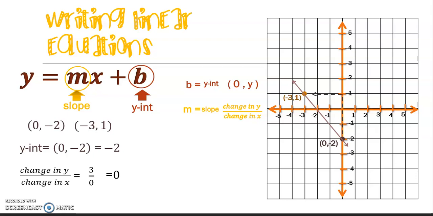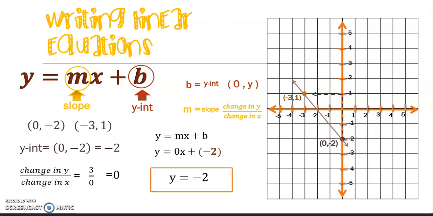So what I need to do here is again substitute my values. y equals mx plus b. I substitute my value of m by a 0 because it's the value I found for my slope, and my value for b as a -2. Now, how much is any number multiplied by 0? It's 0. So if I add 0 plus -2, this means I have just y equals -2. So this equation is a little bit different because it does not have a slope. So you have y equals -2, and this will be your final answer.